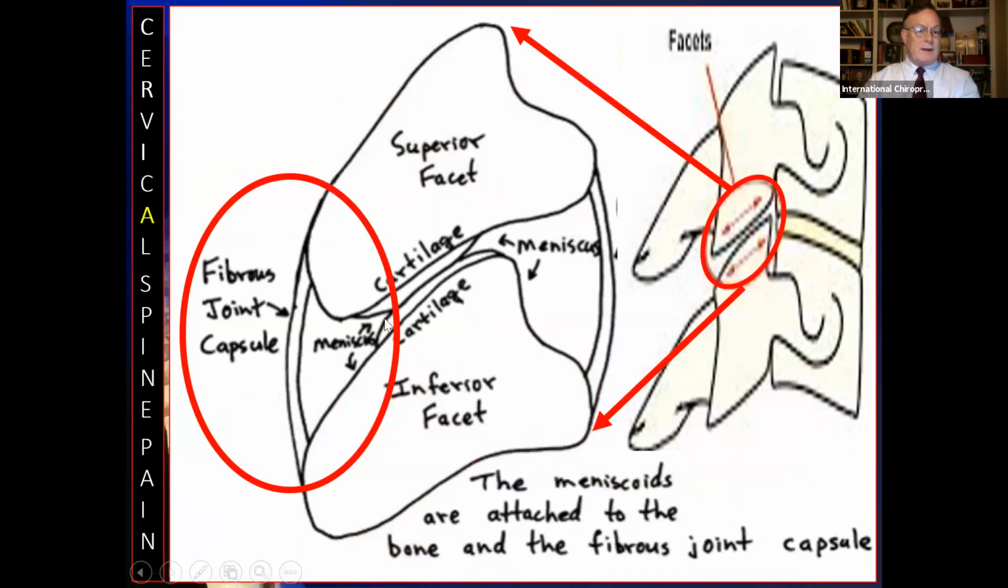Now, if we look inside, much like the knee has a meniscus, this is called a meniscoid. It's a soft tissue spacer that's contiguous with the joint capsule, and it's attached both to the bone and to the ligament, but it provides a soft tissue cushioning on either side of the facet joint, and this is highly innervated. So with an arthritic facet, there's a lot of nerves in here, and they can either be inflamed or compressed, and these are big-time pain generators here.